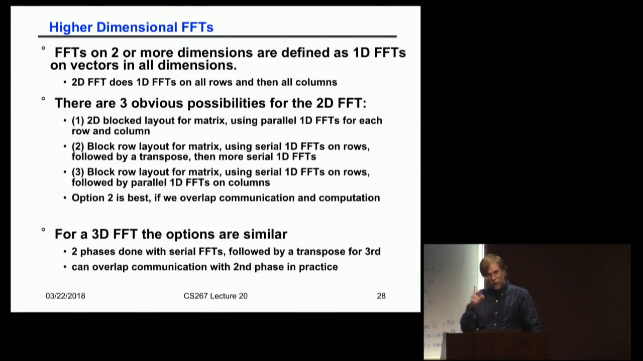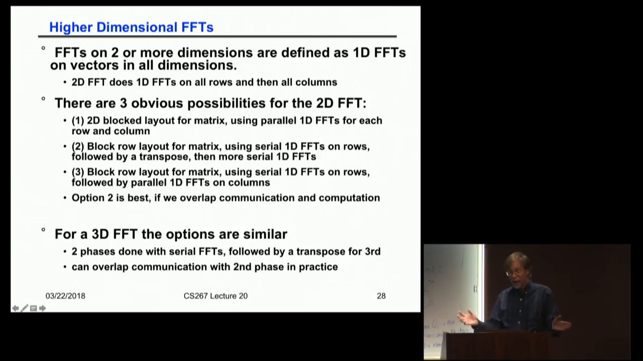Just to remember, what was a two-dimensional FFT? Your input is a matrix. You do the FFTs in all the rows and then all the columns. So what are the natural ways to parallelize that, given what we just figured out about the one-dimensional case? Well, I could take my P processors, arrange them in a two-dimensional grid, a square root of P by square root of P grid, and then just do the parallel FFTs on all the rows, with square root of P parallelism, and then do it on all the columns with square root of P parallelism. That's the first way to do it.